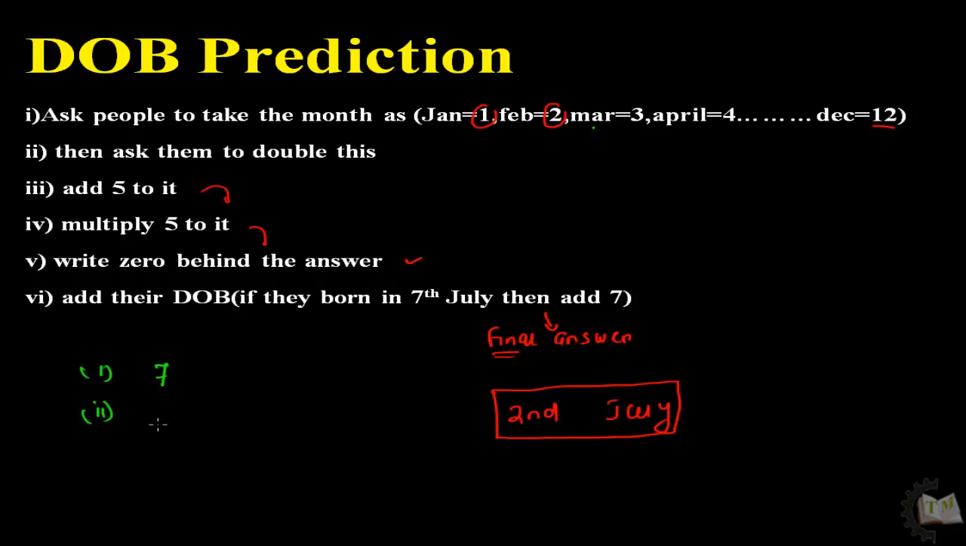And ask them to double this. Then double this, 7 times 2, that is 14. And next step, add 5 to it. 14 plus 5, that is 19. Next step, multiply by 5. Then multiply 19 by 5 to get the answer, and the answer will be 95.